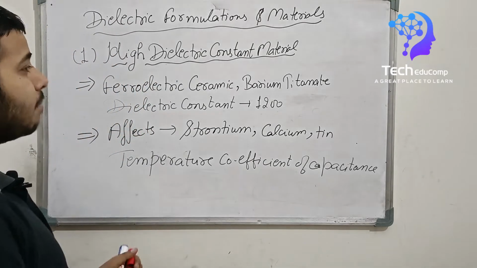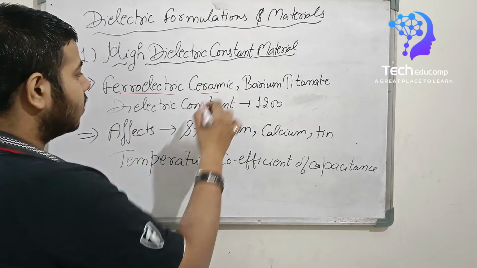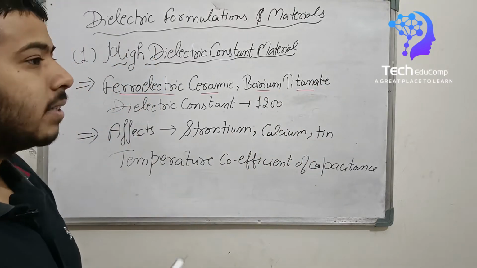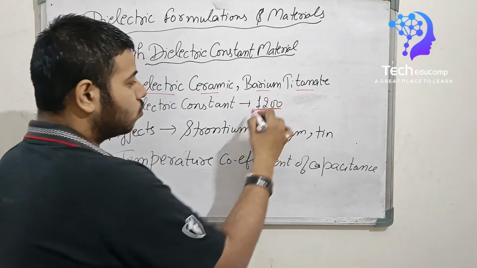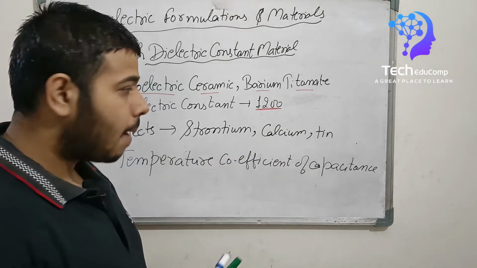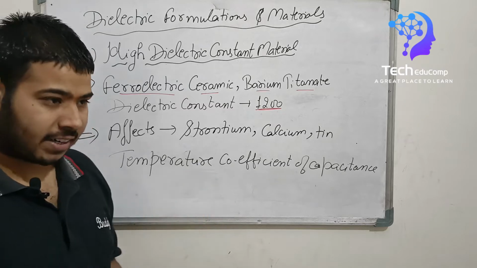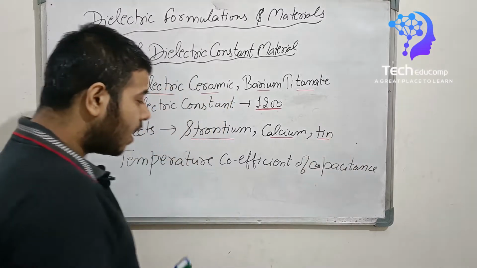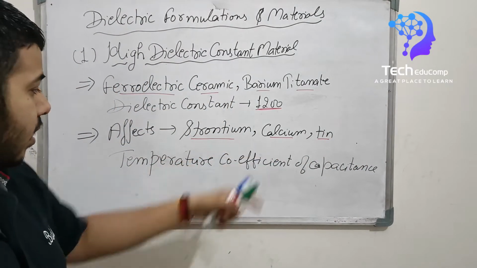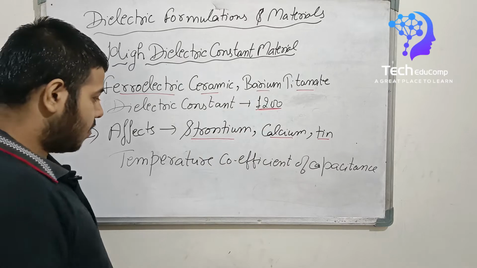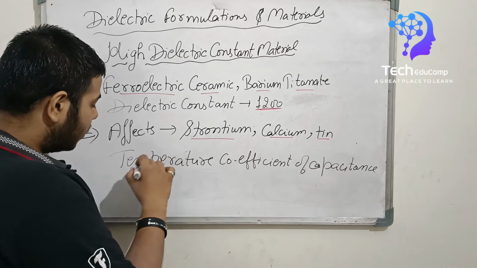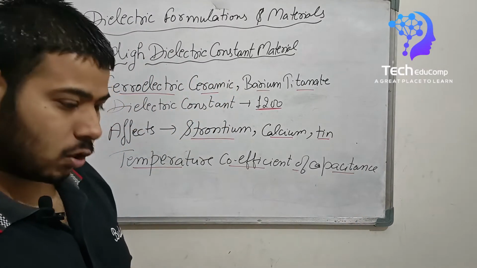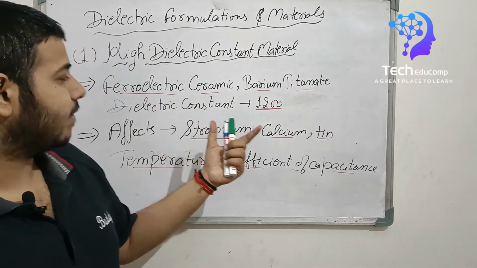It mainly consists of ferroelectric ceramic barium titanate materials, which have a dielectric constant of 1200 at room temperature. But this value can also be affected by the addition of strontium, calcium, and tin. Because of the addition of any of these three, it also affects the temperature coefficient of capacitance at reasonable values. So these were the high dielectric constant materials.